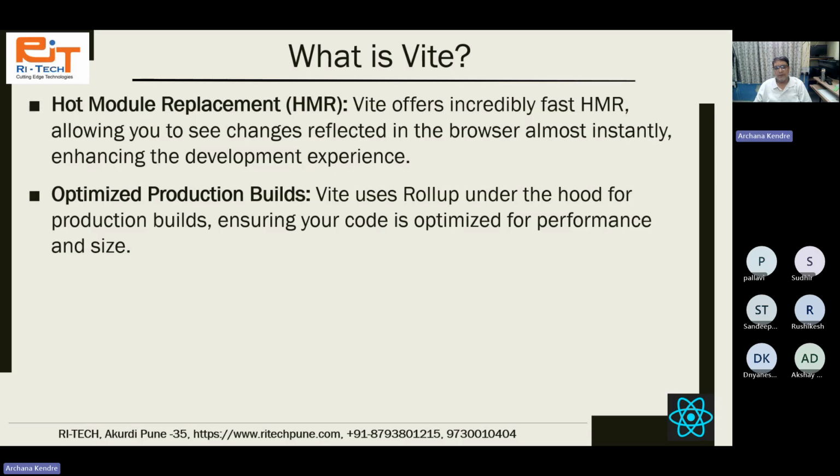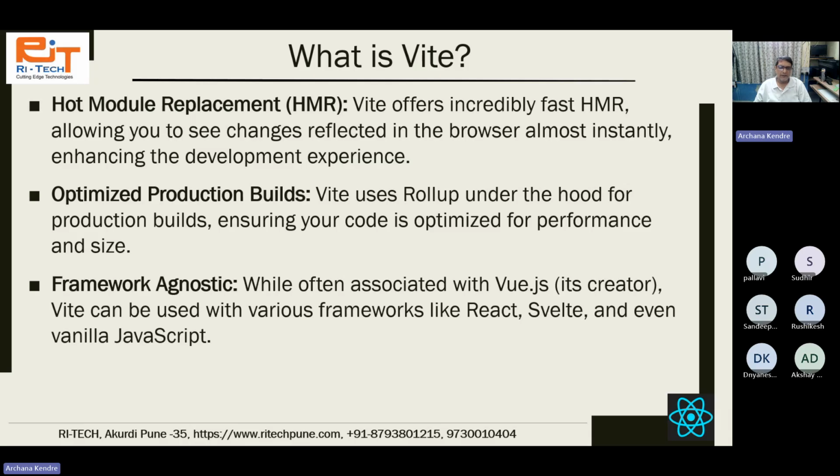Now, if you go for deployment, if you create the optimized production build, it uses Rollup under the hood for the production builds, ensuring your code is optimized for performance and size. So it will reduce the size of your code tremendously, and it will roll up unused code to optimize your build for performance.